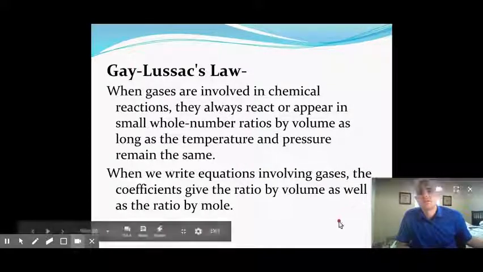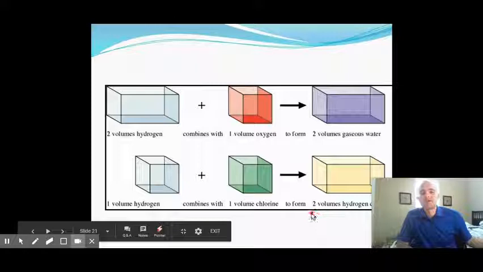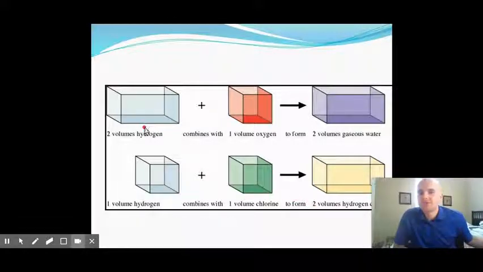Gay-Lussac's law is kind of special, and it's visually shown here when we have two volumes of hydrogen and one volume of oxygen. That will actually make 2 moles of water, or 2 volumes of water. So 2 moles of hydrogen and 1 mole of oxygen will make 2 moles of water. So that's how he was able to really experiment with the makeup.